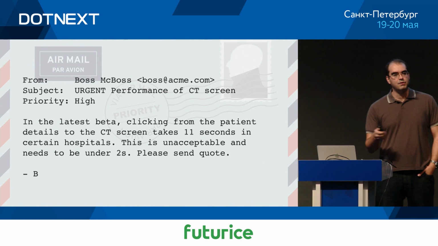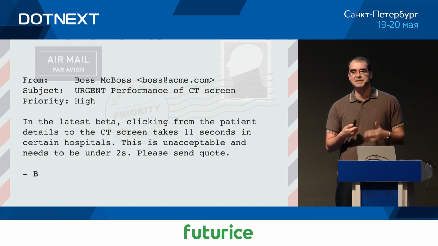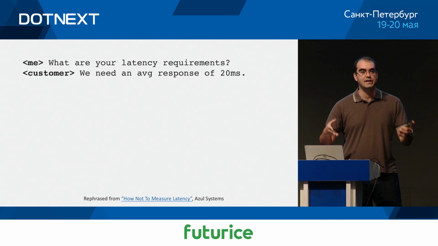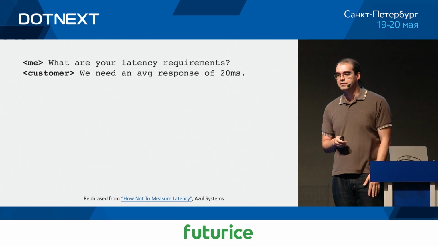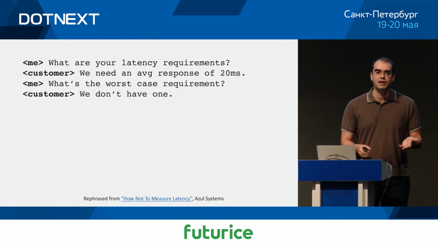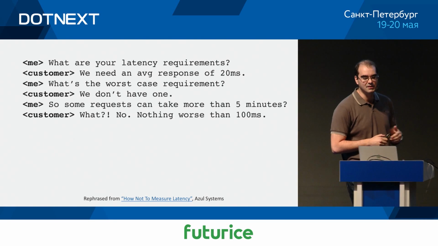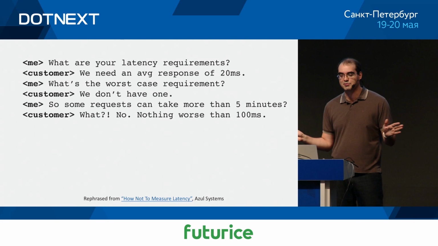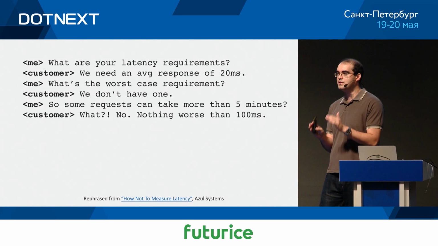Now, this whole process of even figuring out what the client wants, what the requirements are, is a lot harder than it may seem. So here's a chat-like simulation. I might ask, what are your latency requirements? The customer might say, we need an average response time of 20 milliseconds, which is really fast for some systems. And then I'm like, okay, but what are the worst case requirements? We don't have worst case requirements yet. So some requests can take more than 5 minutes, and that would be okay if you have no worst case requirements? No, of course not. Nothing can be worse than 100 milliseconds. This is the worst case.